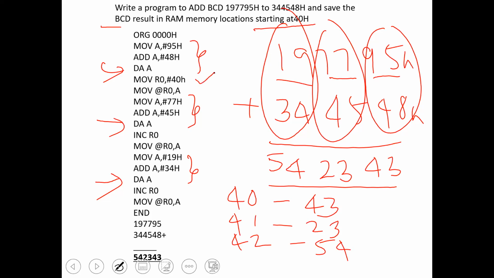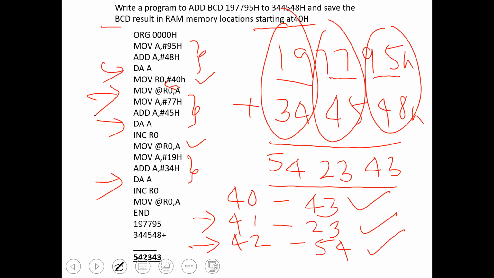MOV R0, #40. We all know after addition my answer will be stored in the accumulator. So I move from the accumulator to @R0, which means the first content is moved. Then I put INC R0, so 41. Then again I move, so 23 is stored. Then INC R0, then once again 42 will come, and then 54. Very simple program. We performed 3 8-bit additions, then we put DAA, and then MOV @R0, A. Automatically the value is stored.